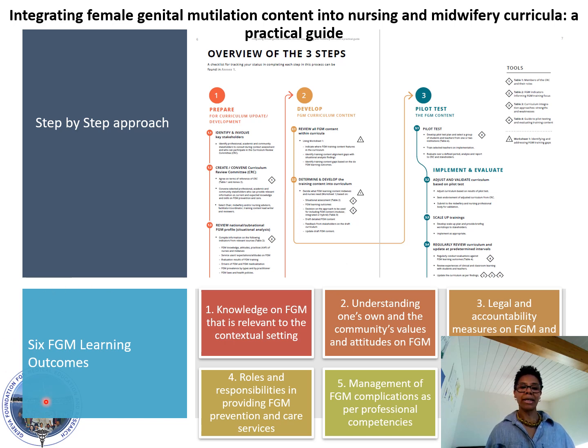Another key aspect of this practical guide is that it does give you clear learning outcomes. And there are 6. So it's about building the knowledge that's relevant to the contextual setting, understanding own values and attitudes, understanding the legal accountability measures, the healthcare providers' roles, how to manage FGM complications depending on the professional competency, and how to provide person-centered communication.